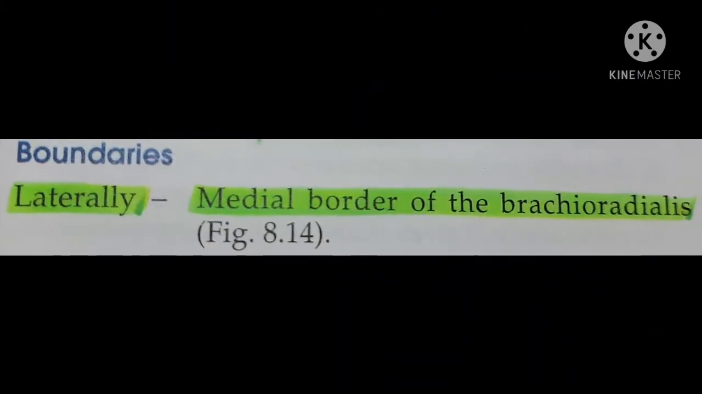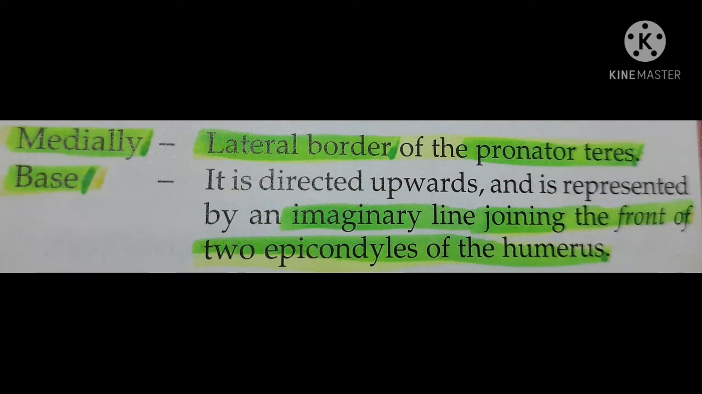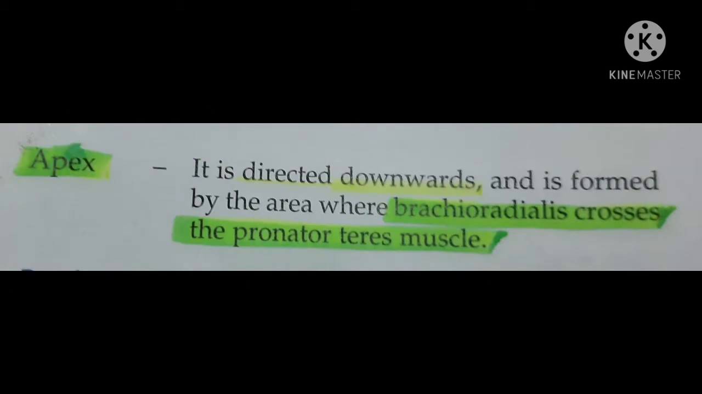Boundaries. Laterally, by the medial border of the brachioradialis. Medially, by the lateral border of the pronator teres. Base: it is directed upwards and is represented by an imaginary line joining the front of the two epicondyles of the humerus. Apex: it is directed downwards and is formed by the area where the brachioradialis crosses the pronator teres muscle.